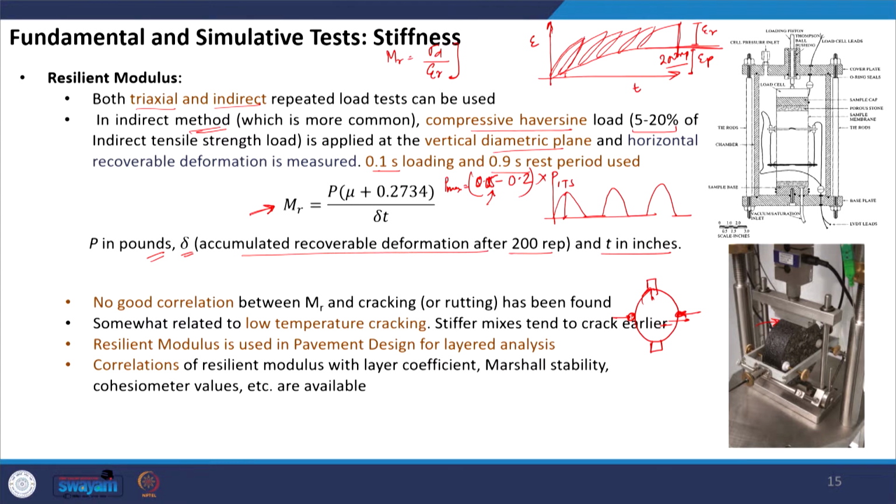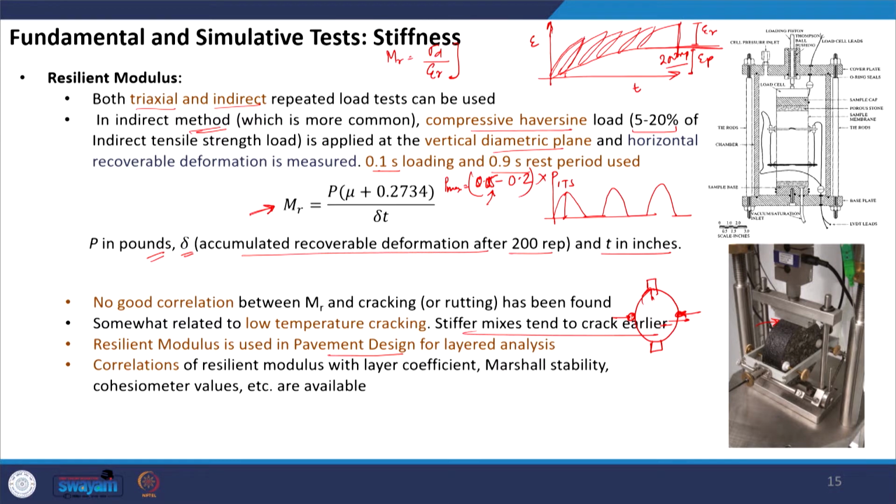Some of the studies have said that resilient modulus can give an indication, or the stiffness of the mix can give an indication about the low temperature cracking behavior, and the logic is that stiffer mixes tend to crack earlier. Okay. But one important use of resilient modulus is, at least considering Indian specification, that resilient modulus is used in the pavement design as an input when we use a linear elastic theory.